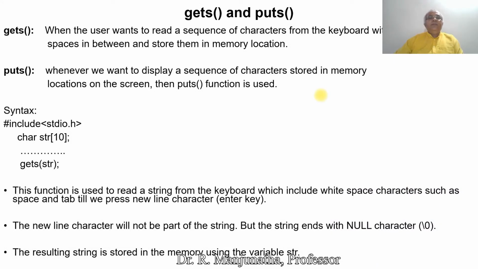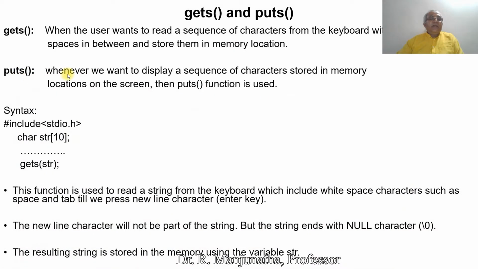Now in this video, we are going to talk about the gets and puts functions. So what is the gets function? It is used when the user wants to read a sequence of characters from the keyboard, with spaces in between, and store them in a memory location. That means it's a string, a set of characters entered continuously. It may be a sentence, and the sentence may have spaces that also need to be considered.